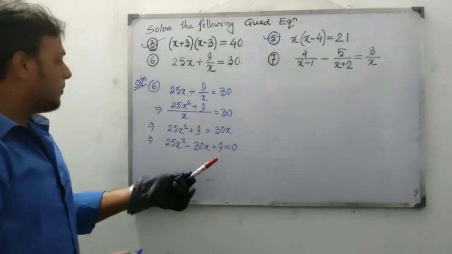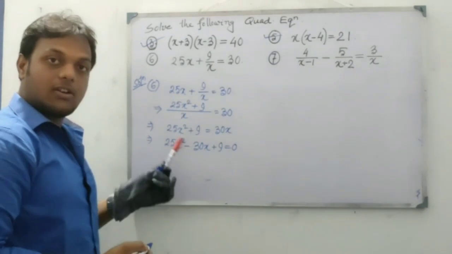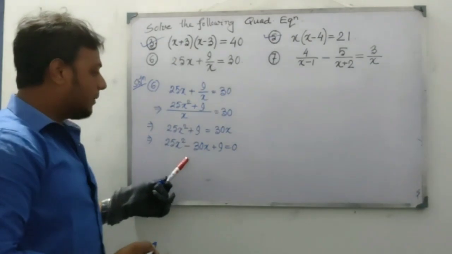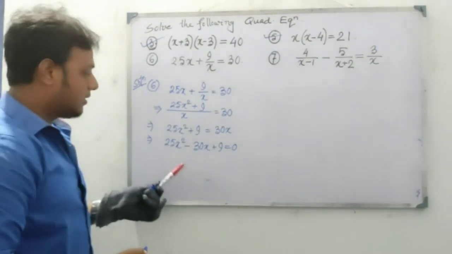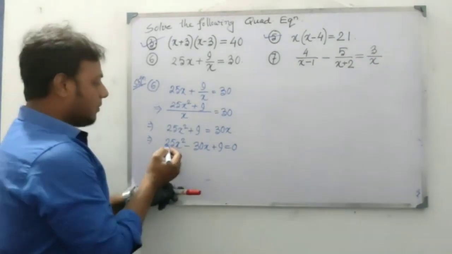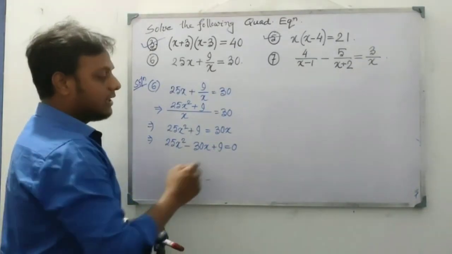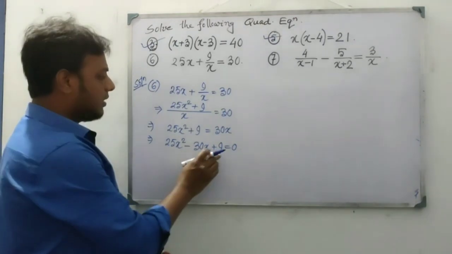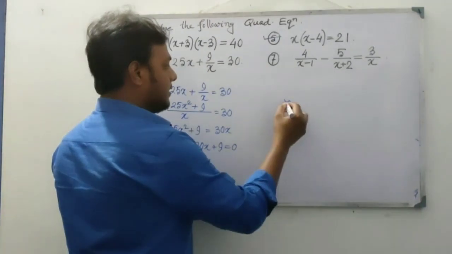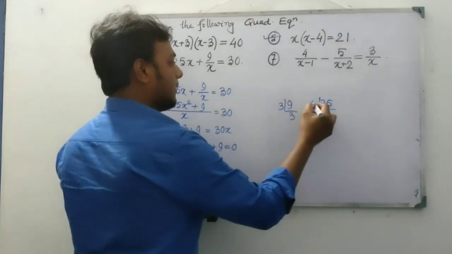Now we have to factorize the left hand side. Only the left hand side is a quadratic expression, and you have already learned about the factorization of a 2-degree expression. This is middle term factorization. The first process is to multiply the extremities. The two extremities are 25 and 9. First we consider all the factors. If we factorize 9, we get 3 into 3, and if we factorize 25, we get 5 into 5.